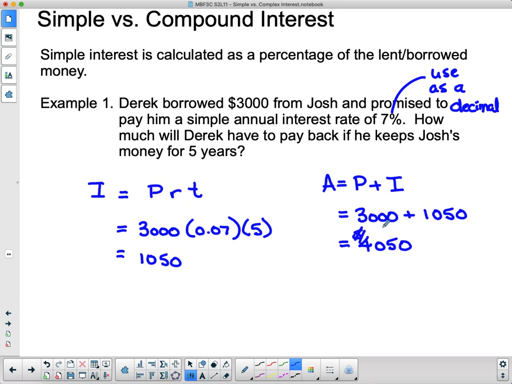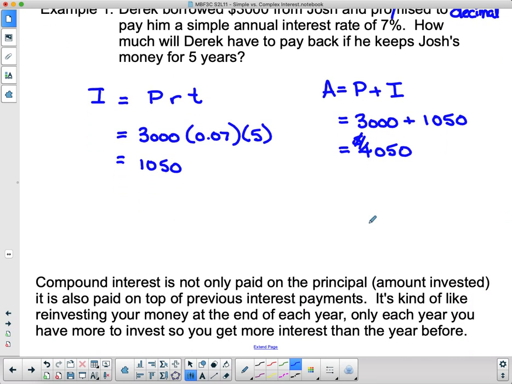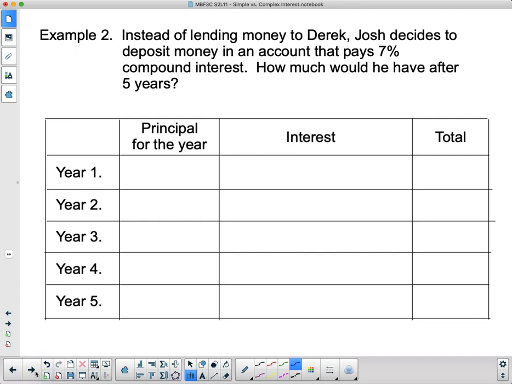Now, what if Josh had put that money in a bank instead of investing it in his friend? Compound interest is something that the bank gives you. It's not only paid on the principal, the amount that you've invested, it's also paid on top of previous interest payments. So it's like you're reinvesting your money at the end of each year, only the next year you have more to invest, so you get more interest year after year. So what does that actually look like?